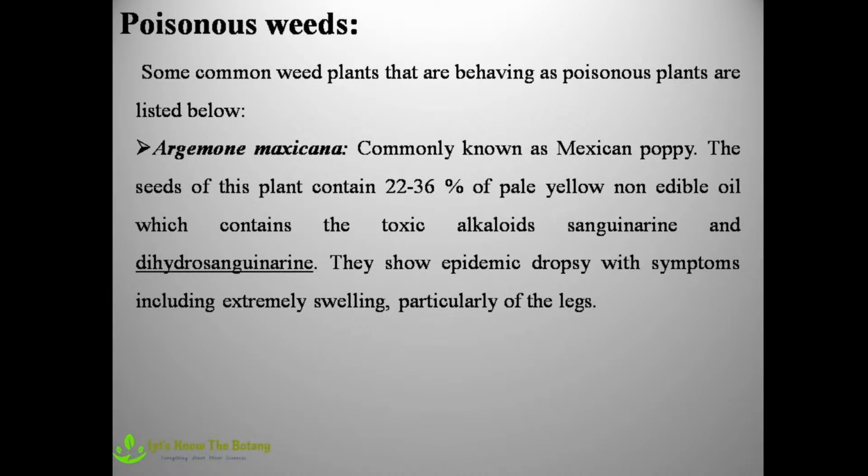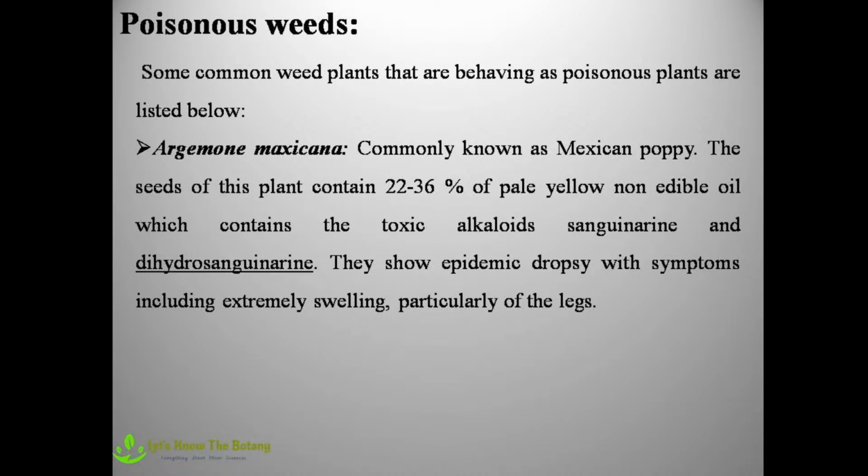Then we are going to discuss some weeds which are found around us, very common plants, but they are called poisonous weeds. We will discuss them. The first one is Argemone mexicana. In Marathi we call it Pivla Dhotra. The common name is Mexican poppy.